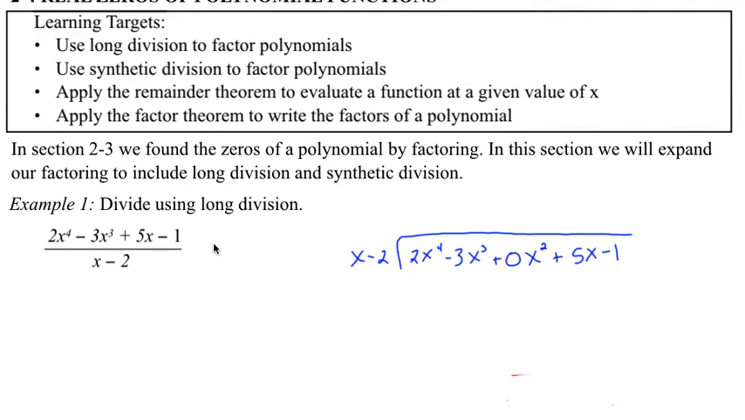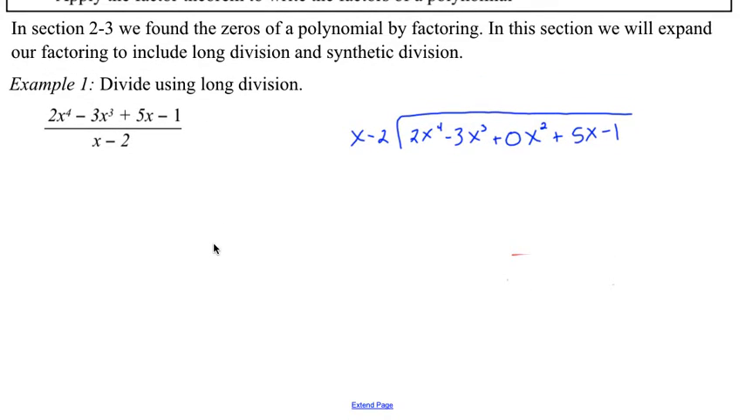This example says divide using long division. And so we have 2x to the fourth minus 3x cubed plus 5x minus 1, all divided by x minus 2. So the number on the bottom goes outside, and the whole polynomial that we are dividing goes on the inside of the division bar. And then we look at what do we have to multiply x by to get 2x to the fourth. Well, we have to multiply that by 2x to the third.